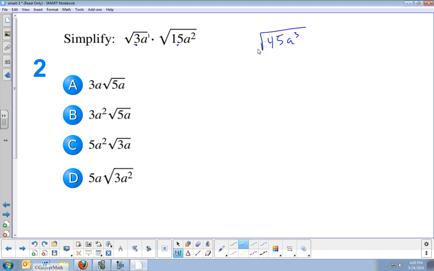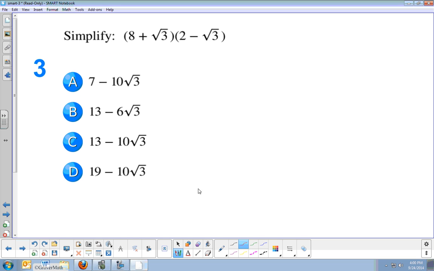So 3 times 15 was our 45, and a to the first times a to the second was a to the third. Simplifying 45, I can use 9 times 5, where 9 is my perfect square, so that's going to be the 3 with a rad 5 left inside. And as far as the a's, remember what we do here. Now this is a square root, so I'm going to divide 3 divided by 2. 3 divided by 2 is 1 with a remainder of 1. And that is it for that one. One more. This will be a short video today.